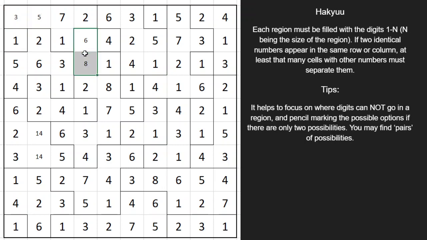Oh, I'm not quite done yet. I still have a little bit more. This 1, 4 pair. How am I going to break this 4? This 4 makes this the 1, not the 4. And there you have it.